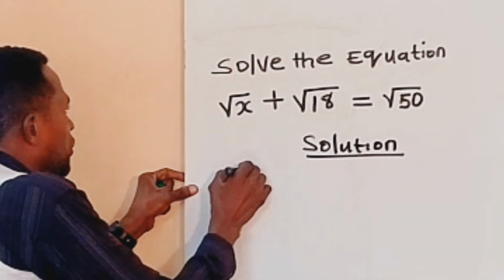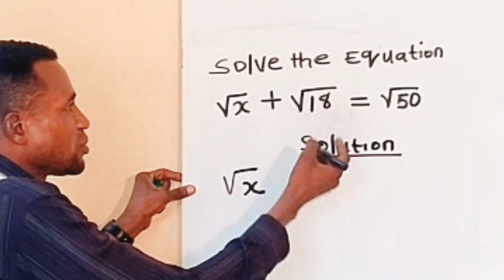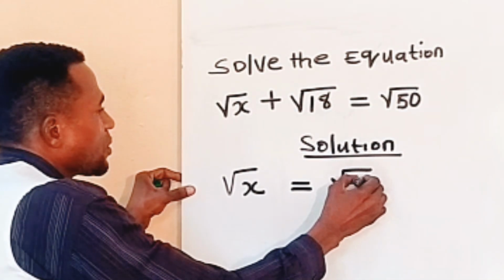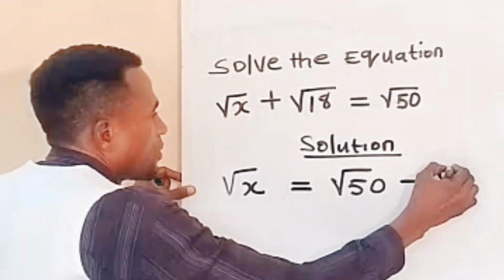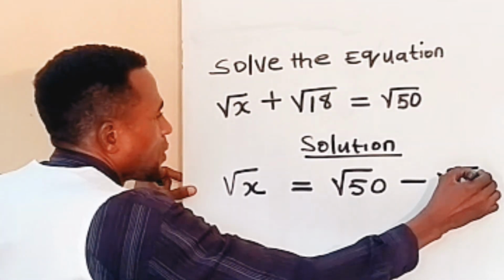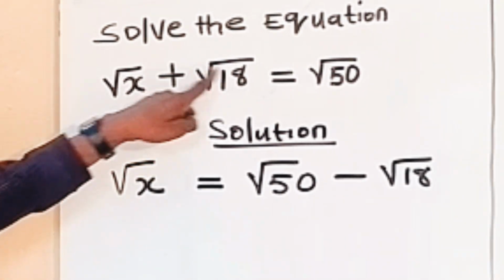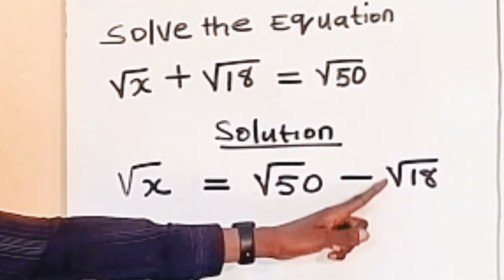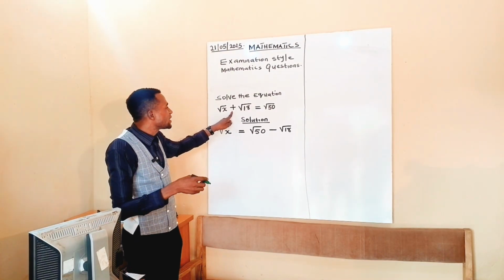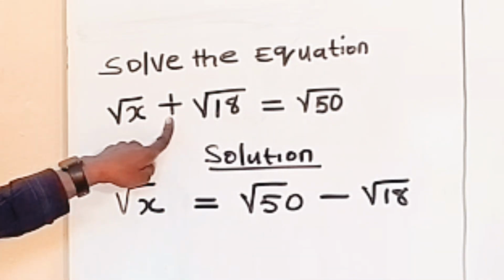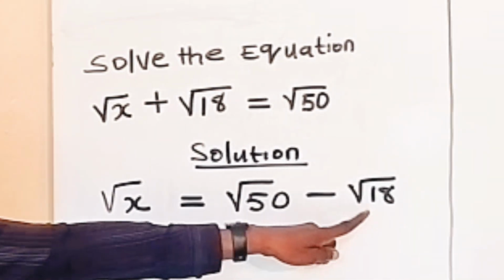So we have root x would now be equal to root 50 minus root 18. Because the negative sign, once it crosses the equality sign, the result will become positive. Why? If negative crosses the equality sign, negative will become positive. As you can see, this is positive. The positive has crossed the equality sign and has now become negative.